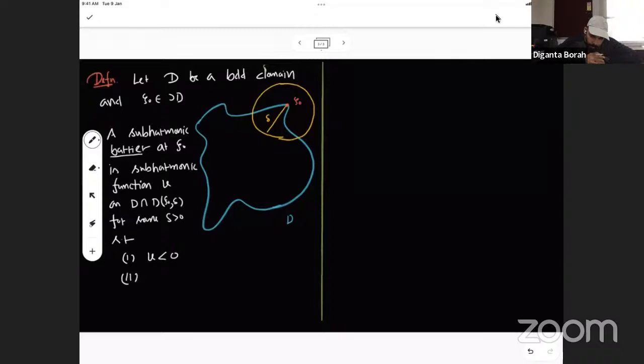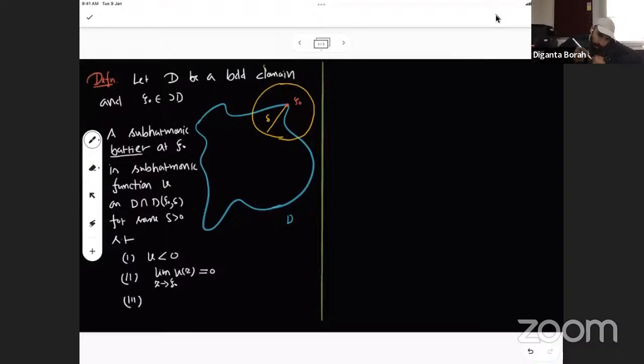Second, the limit of U(z) as z goes to zeta naught exists and is equal to 0. Okay, this is the second condition. So z going to zeta naught from inside this region, the intersection of the disk where the function is defined with D, and zeta naught is the boundary point.